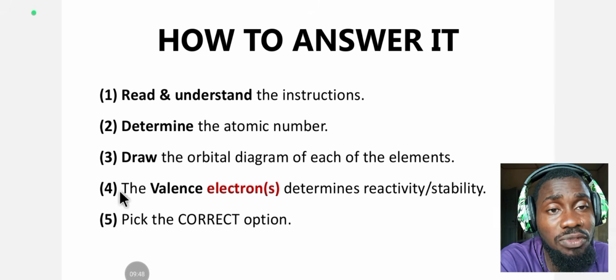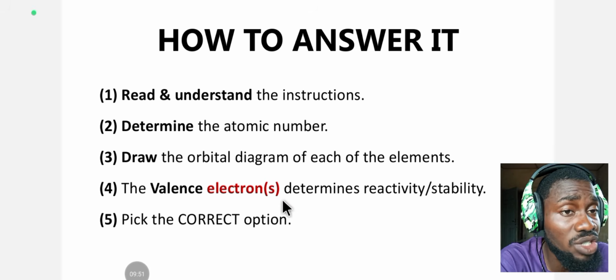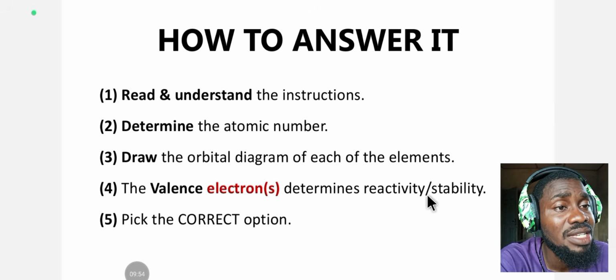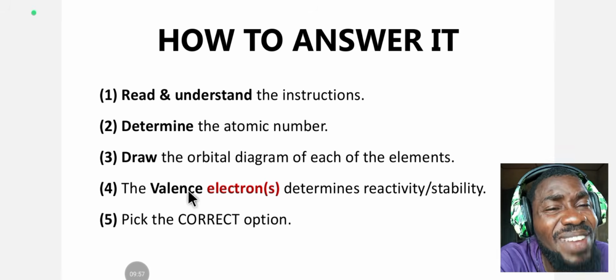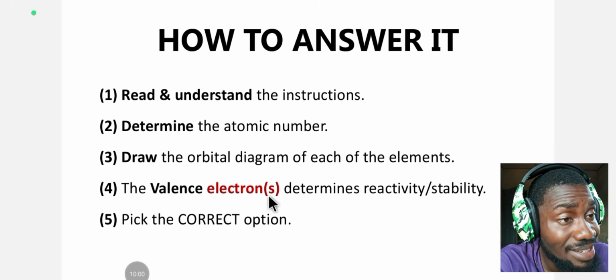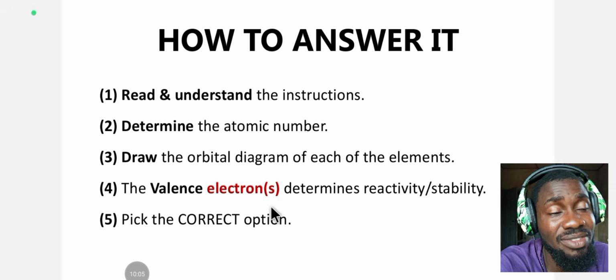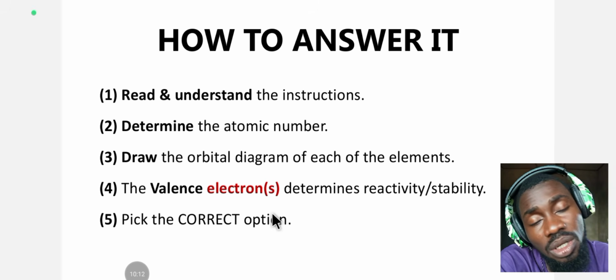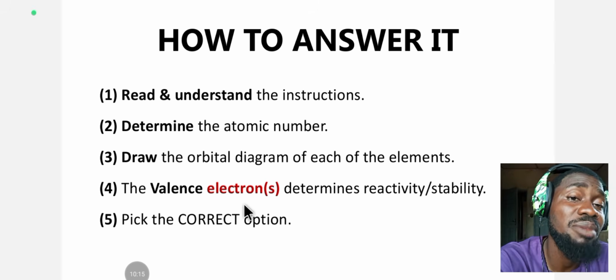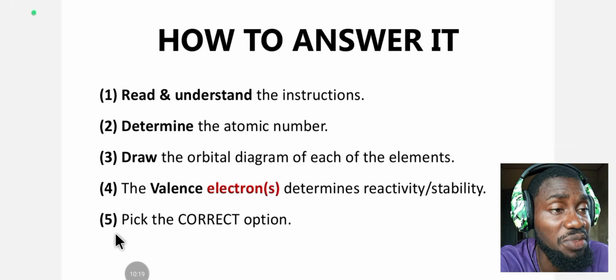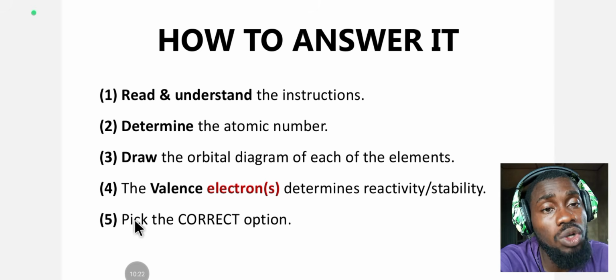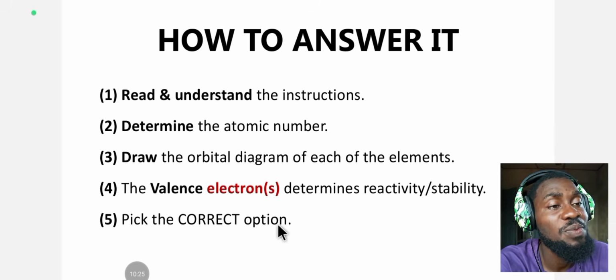Then number 4, the valence electron or electrons determines reactivity or stability. So the valence electron of the element determines its reactivity and unreactivity. What's the fifth and final technique? Pick the correct option. You are good to go. You've earned the free mark.